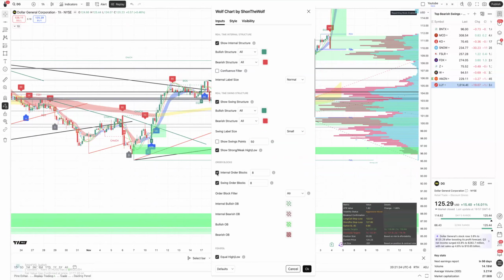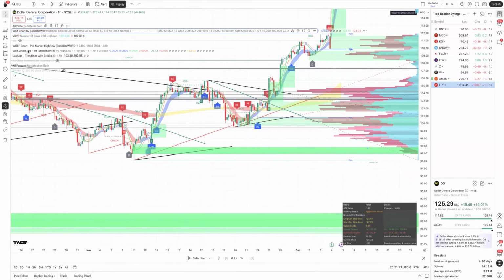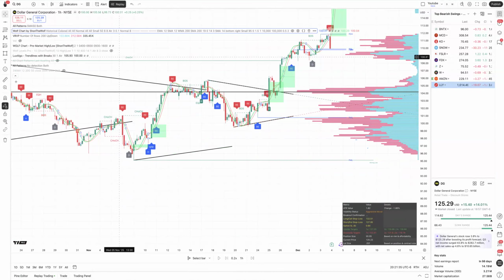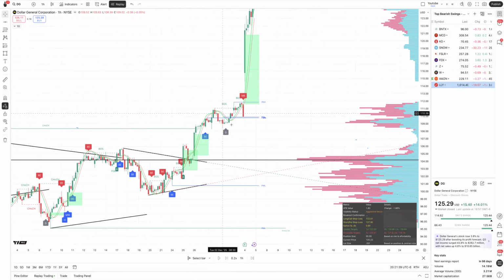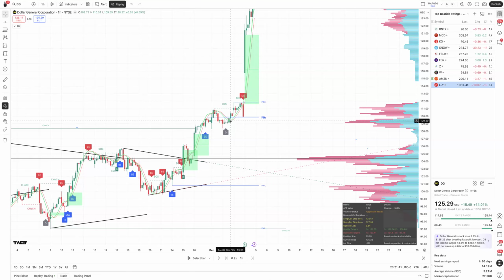Let's come here right quick. Show structure. All right, so we got an inverse arc on Dollar General. This is from the previous day, you know what I'm saying?